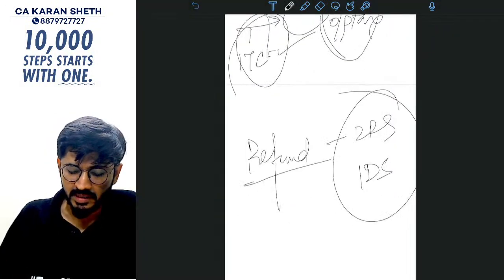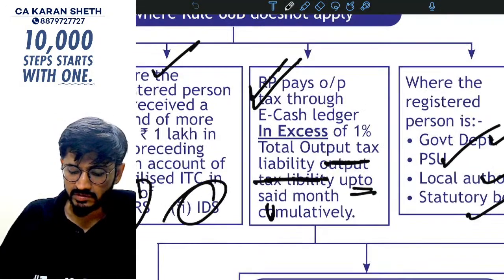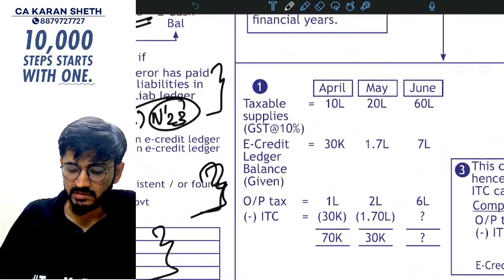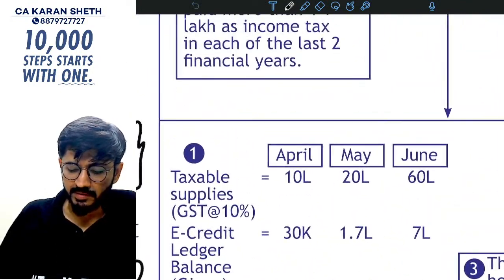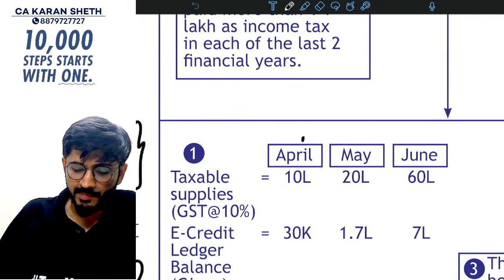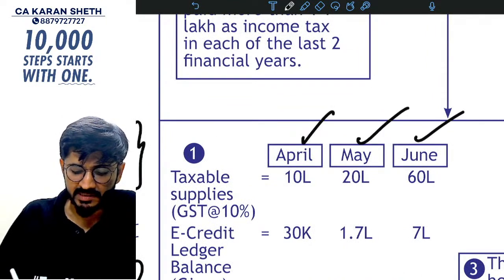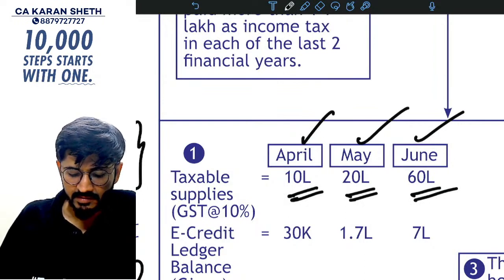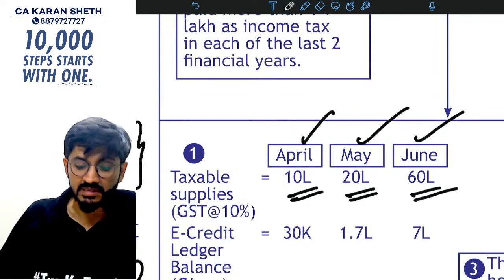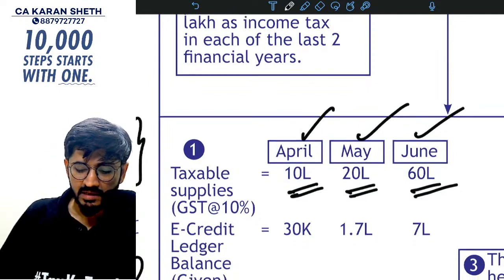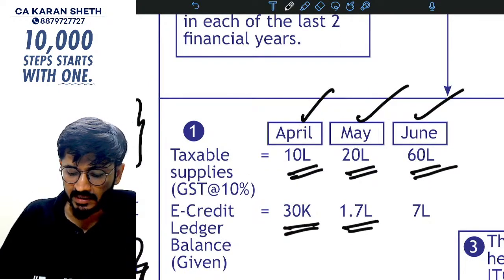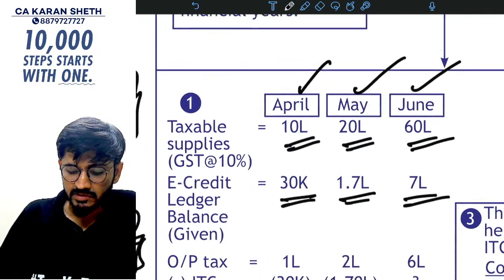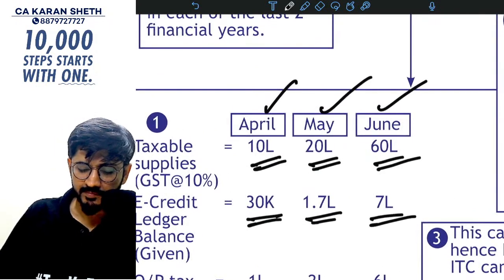So what do you mean by that? He says that, listen boss, listen. For example, April, May, June, 3 months. Taxable supplies 10 lakh, 20 lakh, 60 lakhs. Correct? Correct? Yes. These are taxable supplies. E-credit ledger is 30,000, 1 lakh 70 and 7 lakhs. So output tax happens to be what?